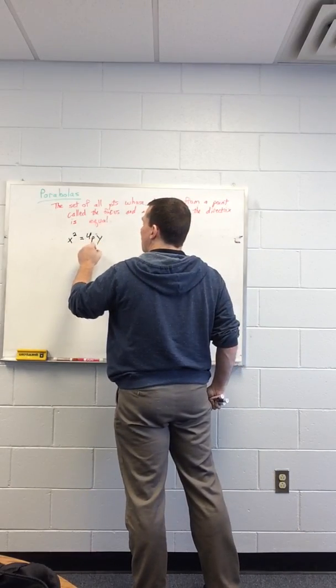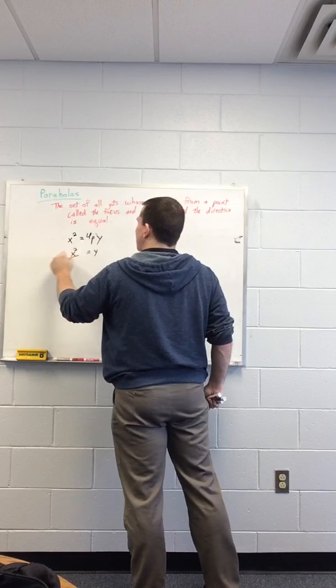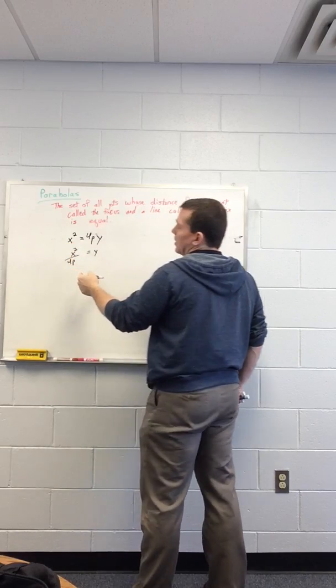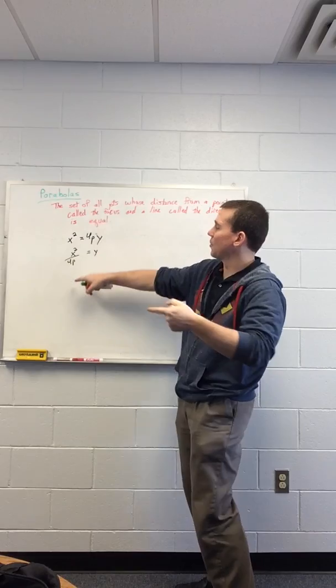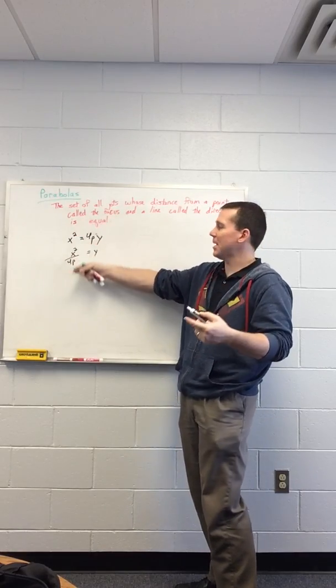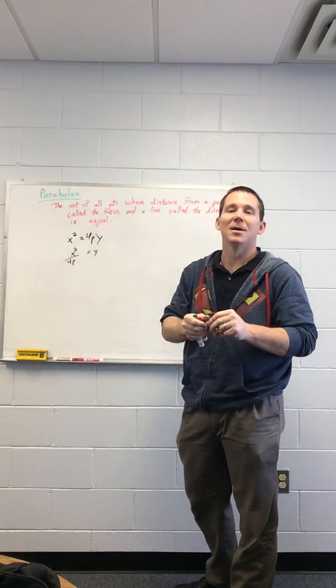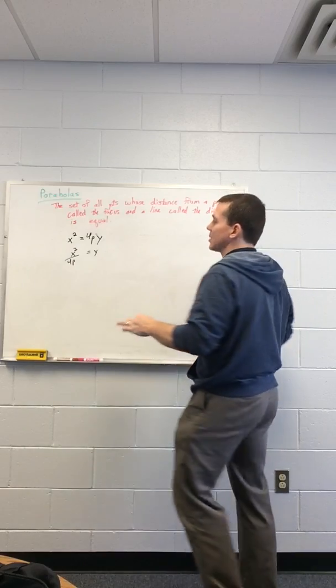If you wanted, you could solve for y, and you would get y equals x squared over 4p. And that's just a parabola centered at the origin. If p is greater than 0, it opens up. If p is less than 0, it opens down. So there's nothing new here. It just looks different.